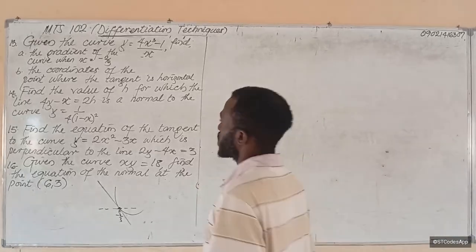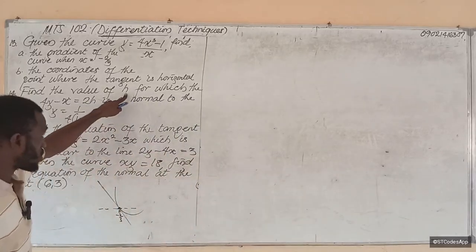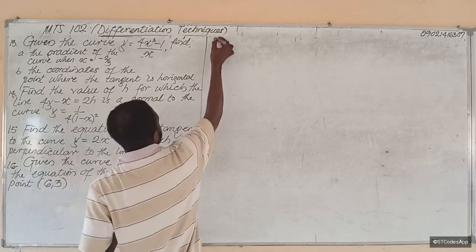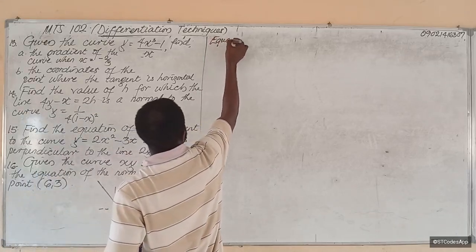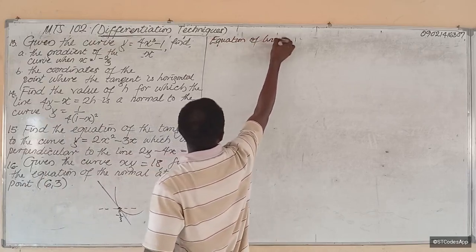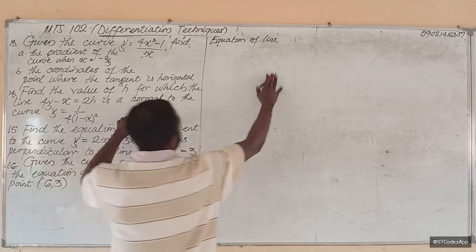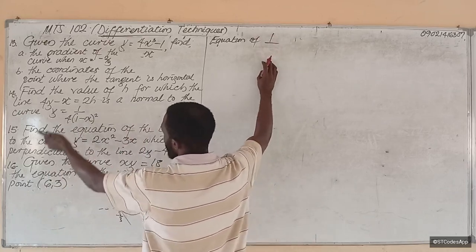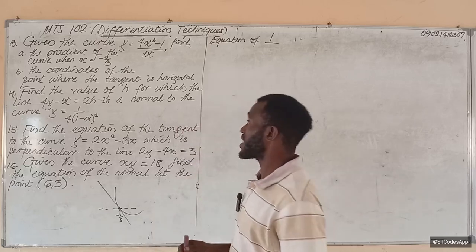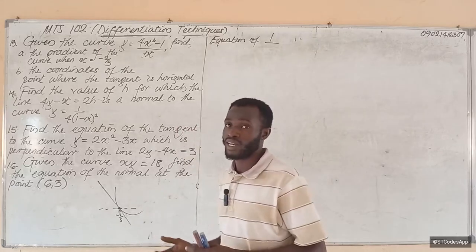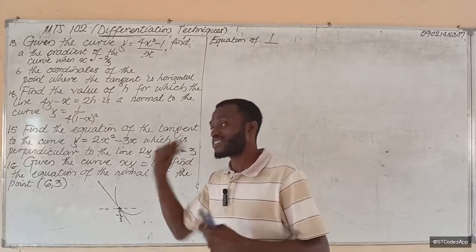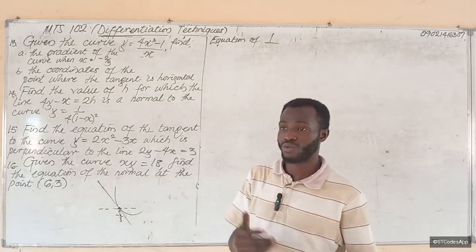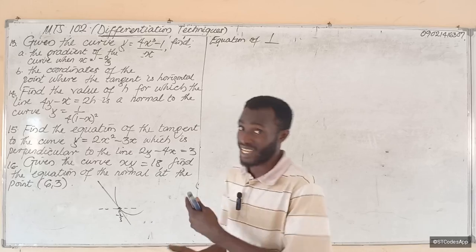Now look at the second one. It says, find the value of h for which this line, the equation of our line, is a normal to the curve. If it's said that it's normal to the curve or perpendicular to the curve, it's the same as saying it is perpendicular to the tangent to the curve. Does that make sense? It's a mouthful. Sometimes students are usually confused.